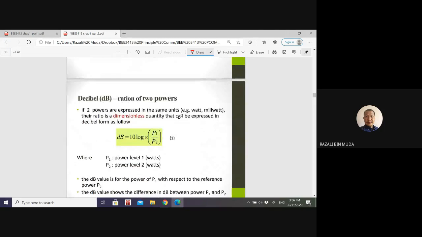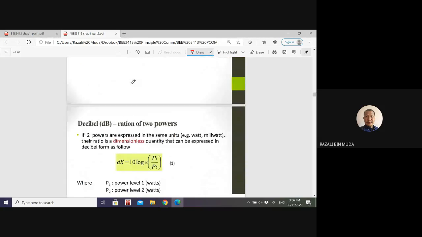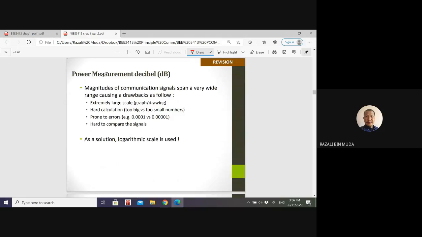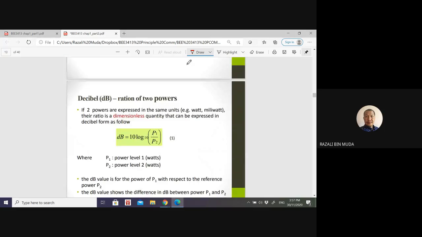Next is dB. dB is a ratio of power. The magnitude of communication signals spans a very wide range, causing drawbacks: you need a very large scale in order to show all the numbers. Due to all these reasons, we prefer using a log scale to calculate power measurement. So what is dB? Basically, dB is a ratio of two powers, normally P out and P in. The log of the ratio.